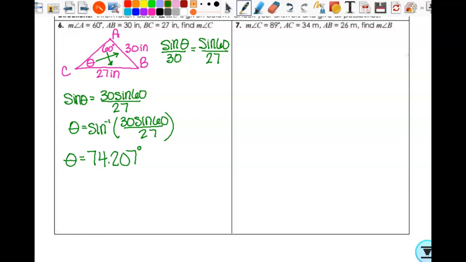All right, so did we all get 74.207? Good. Okay, so that's one possibility. I need the other one. What do I do with this angle to get the other one? Subtract from 180, which means on these calculators you can just do 180 minus answer. It's the easiest way to do it. Never ever type a rounded decimal back in.